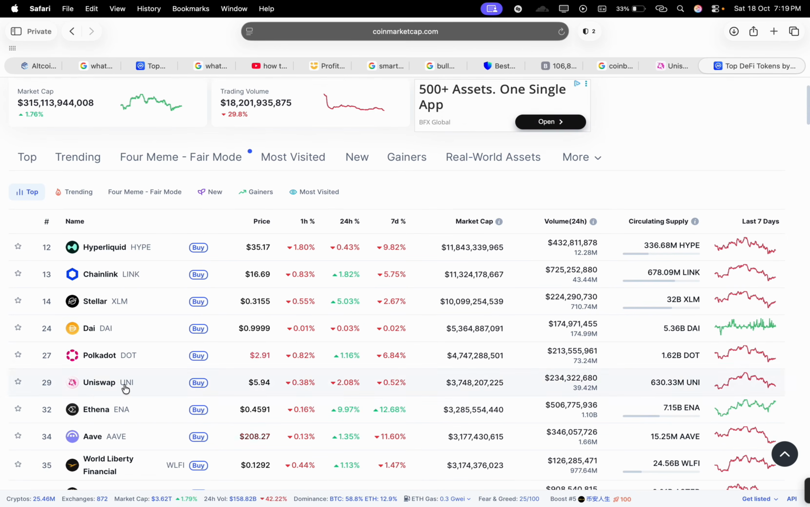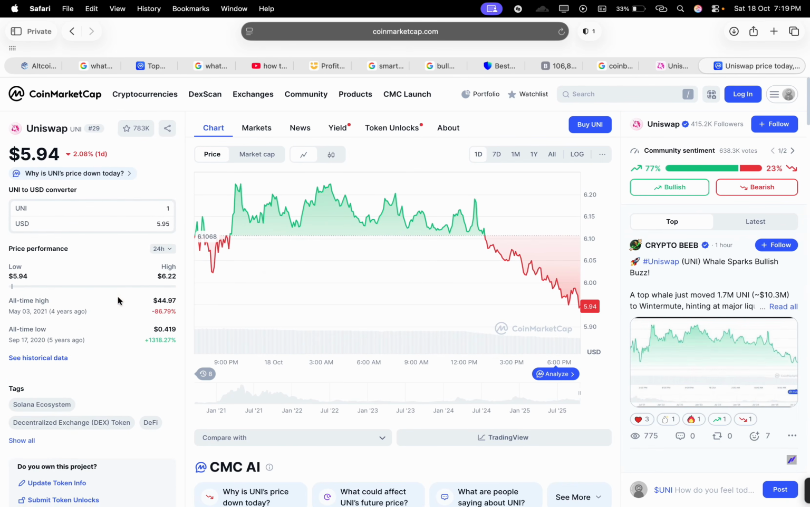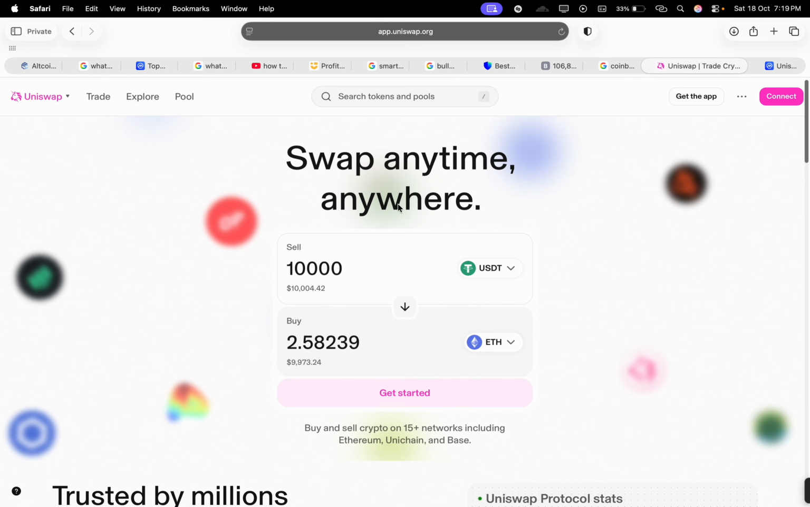So the Uniswap coin is here. You can see the price here. The all-time low is $0.49 and the all-time high is $44. Many people do swapping and trading here, and the price of this coin will go up.